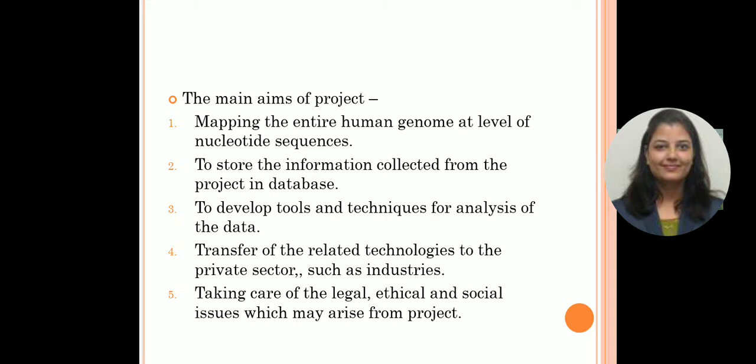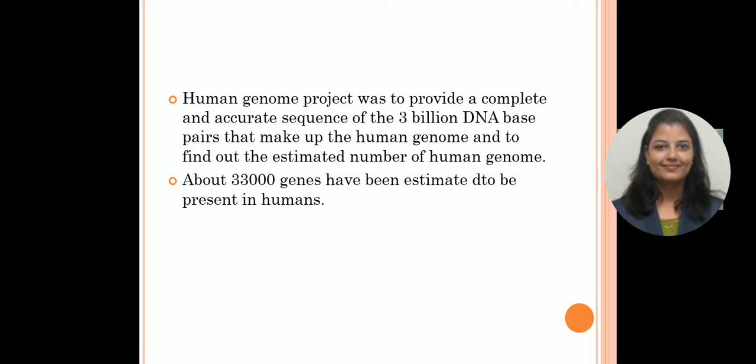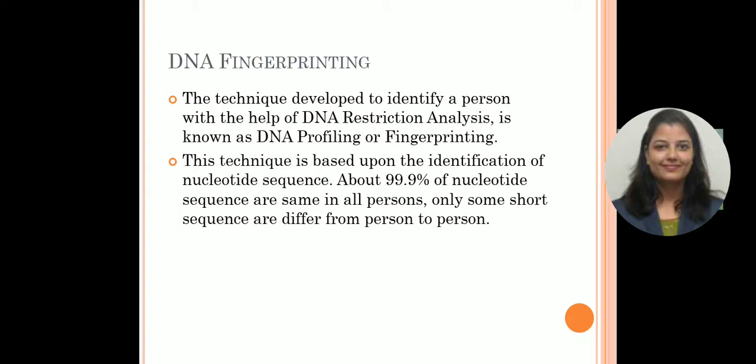Number four was the transfer of related technologies to the private sector, such as industries. Number five was to take care of the legal, ethical and social issues which may arise from the project. The Human Genome Project was to provide a complete and accurate sequence of the 3 billion DNA base pairs that make up the human genome and to find out the estimated number of genes. So till now about 33,000 genes have been estimated to be present in human beings.